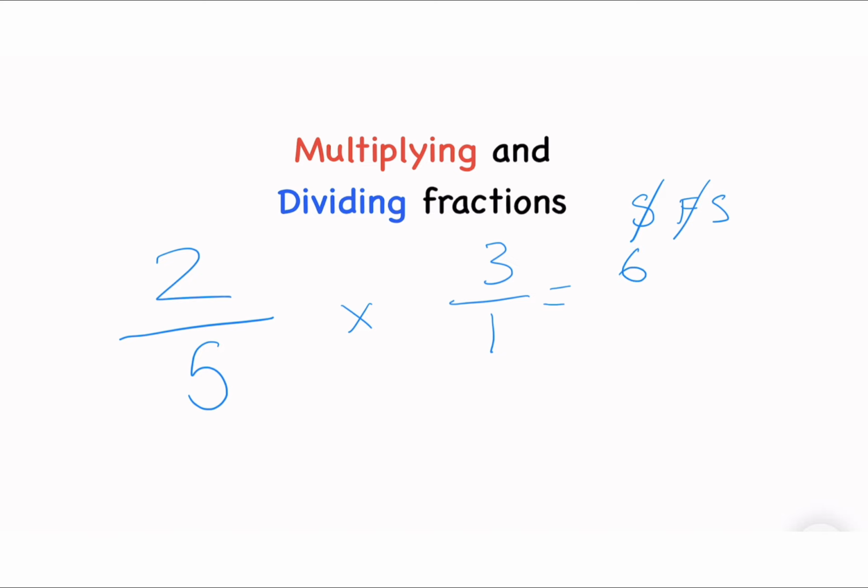2 times 3 is 6. 5 times 1 is 5. And I can change that into a mixed number. So it can be 1 and 1/5.